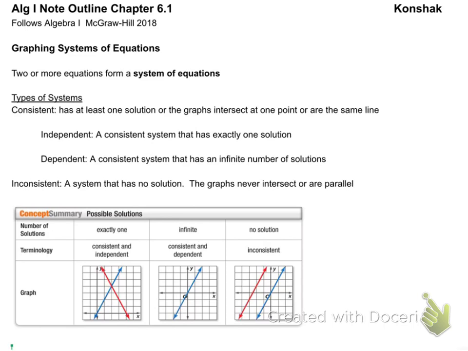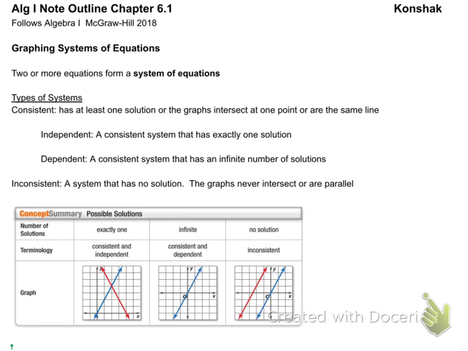The other type is that inconsistent. To be inconsistent just means that there's no solution. They never meet. And if they never meet, that must mean they are parallel. So, consistent means they meet up, they cross once or more. Inconsistent means they do not cross, they do not meet, therefore they are parallel. So, that chart that's there is just a nice way to put it all together.